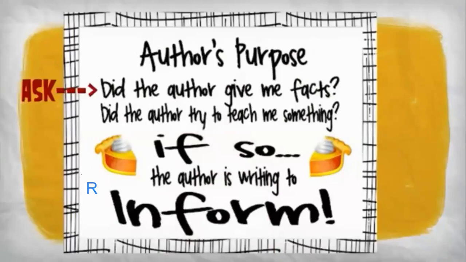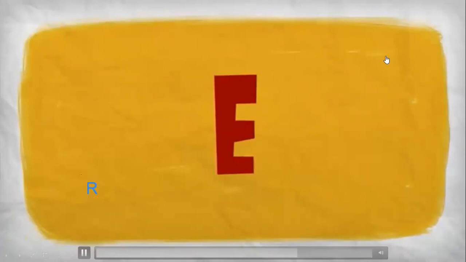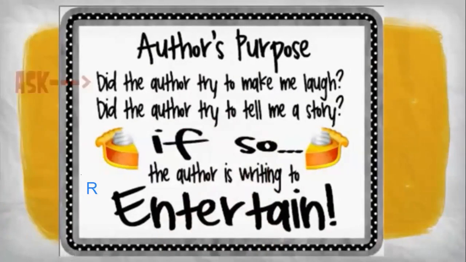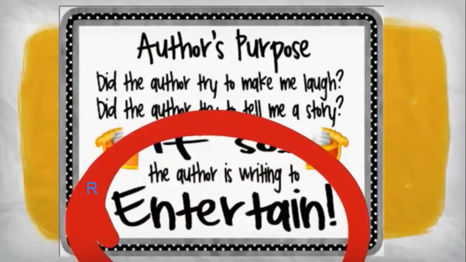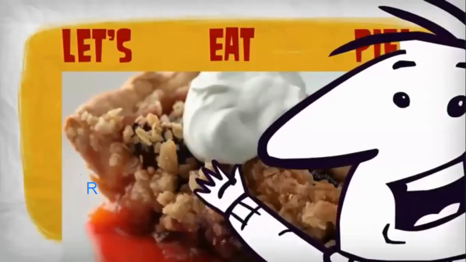Author's purpose. Did the author give me facts? Did the author try to teach me something? If so, he was trying to inform me of good information. And lastly, I need to ask, did the author try to make me laugh? Did the author try to tell me a story? If so, he was looking to entertain me. Let's eat pie by looking at the author's purpose in our story.